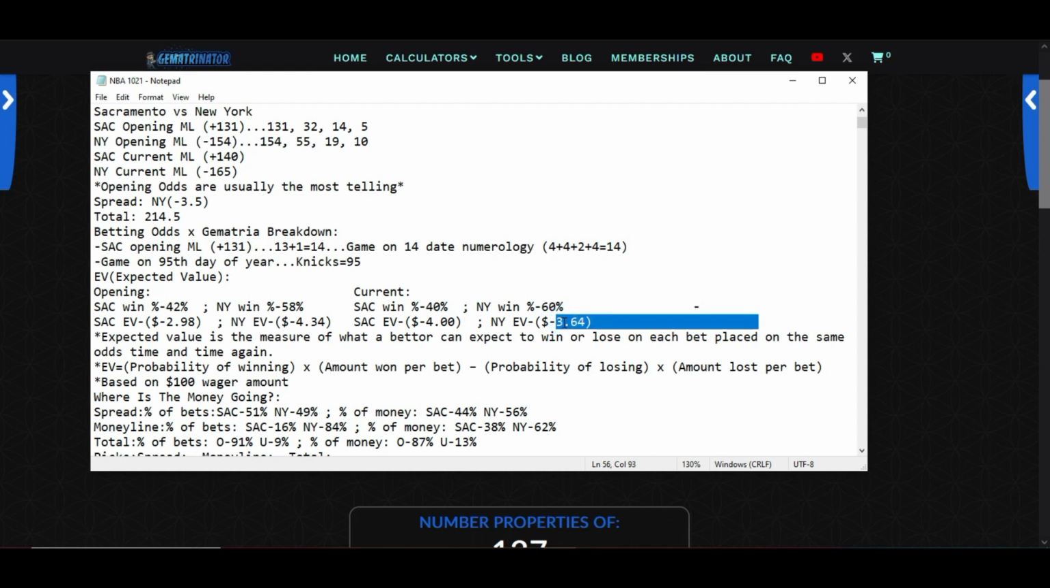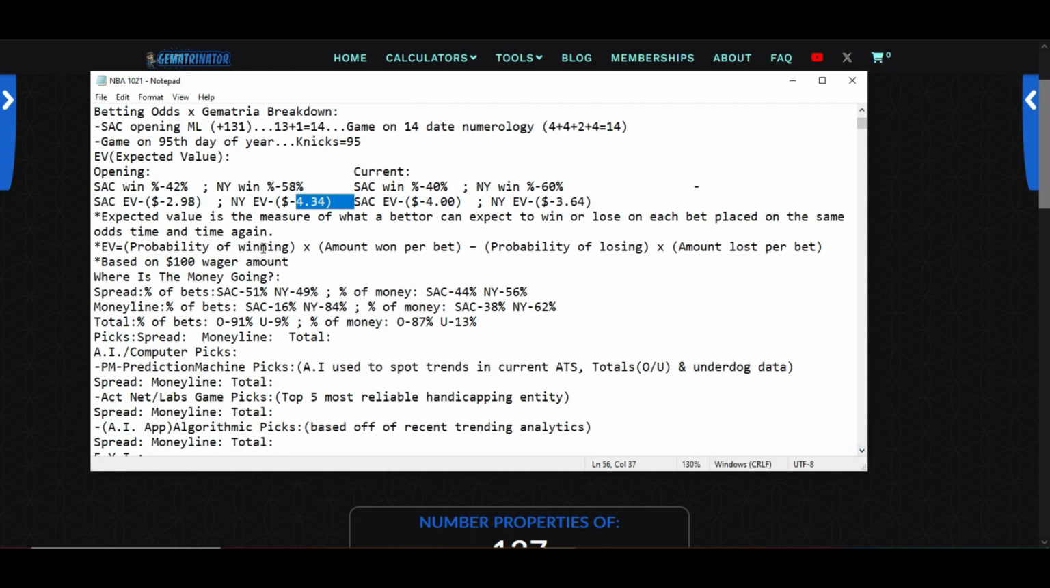for the Knicks because obviously they're more of a favorite now than they were with the minus 434. They're more of a favorite now, so you would basically lose more money over time with this pick, but more than likely they will win. So at least you would win something.